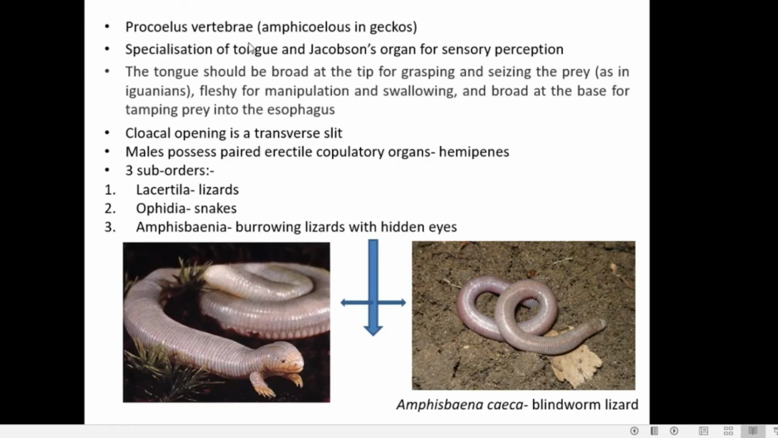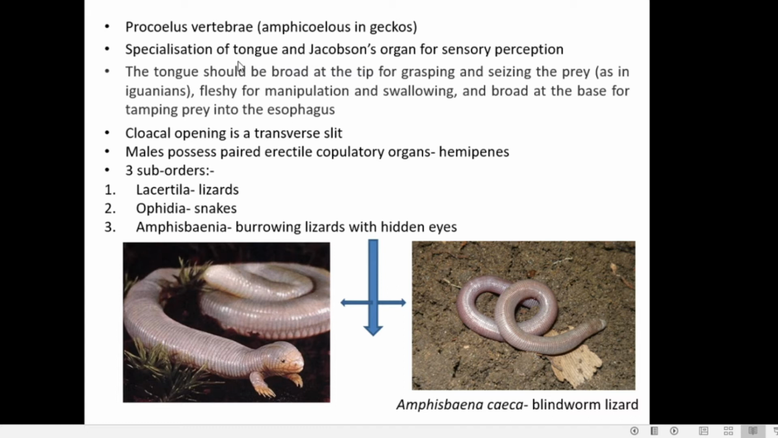The vertebrae are procoelous, that means the centrum of the vertebra is anteriorly concave and posteriorly convex. Whereas in house lizards or geckos, the vertebrae are amphicoelous, that means on either side the centrum is concave. That is a condition seen in gecko or wall lizard, whereas in other squamates the vertebrae are procoelous with an anteriorly concave centrum.